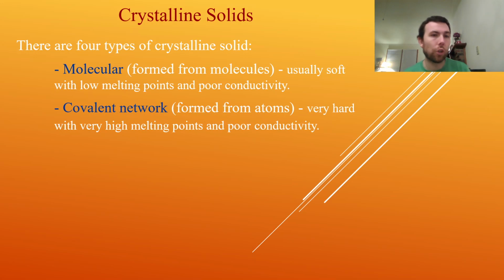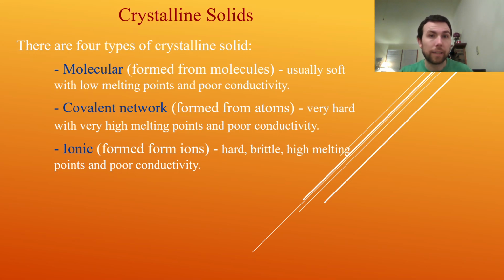Now, you could have what's called a covalent network solid. Big important piece here: covalent network solids are formed from atoms, individual atoms, not molecules. So covalent network solids are very hard, they have very high melting points, and they generally have very poor electrical conductivity. An example of a covalent network solid would be something like diamond, because diamond is essentially a series of carbon atoms that are connected together. Diamond has a very high melting point, but it is not a very good electrical conductor.